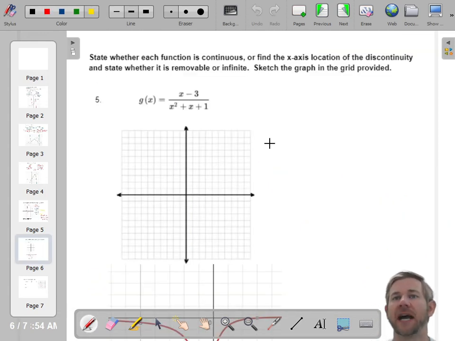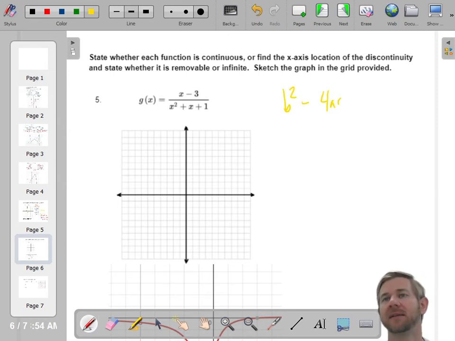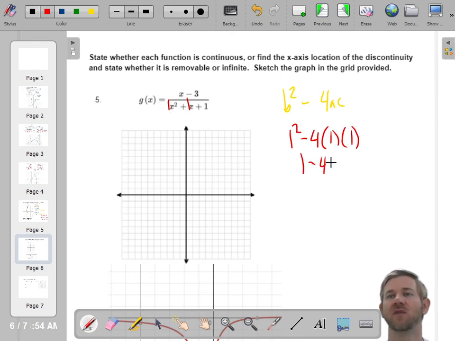I'm going to try and factor the denominator. So let's see, what multiplies to 1 and adds to 1? 1 times 1 is 1. 1 plus 1 is 2. So I don't think that's factorable. Let's do the discriminant, the part underneath the square root, to make sure that we know this thing isn't ever going to equal 0. B squared is 1 squared minus 4. A is 1 as well, and C is 1. Okay. So 1 minus 4 is negative 3.